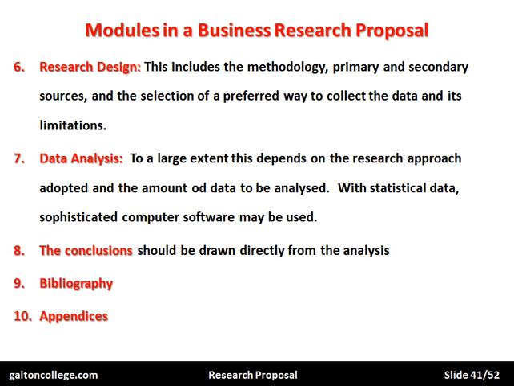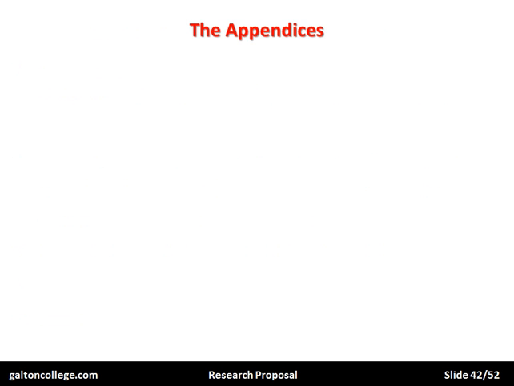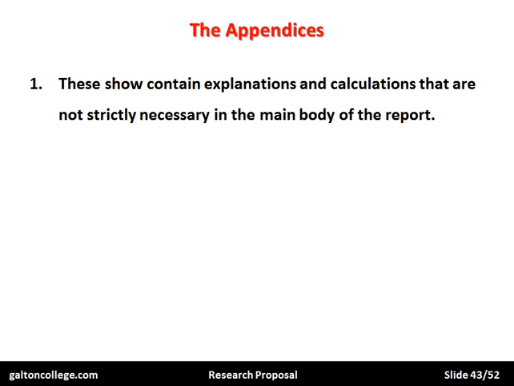The appendices. Well, let's have a few words about the appendices. These show certain explanations and calculations that are not strictly necessary in the main body of the report. So if there were complex calculations, putting them into the main body of the report would just clutter up the report, would make it difficult to read, would confuse the arguments and would confuse the points. So put the calculations into the appendices and reference them.